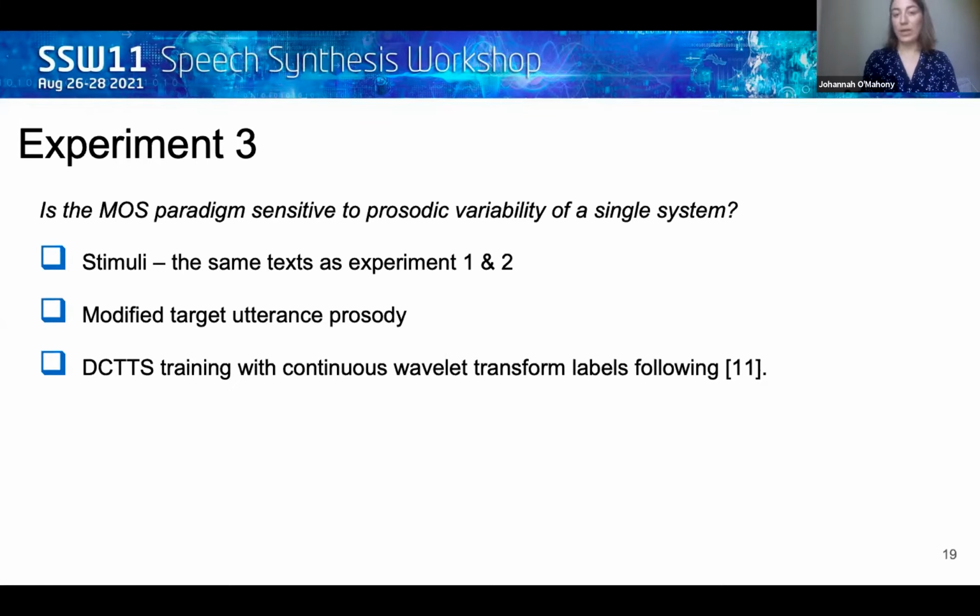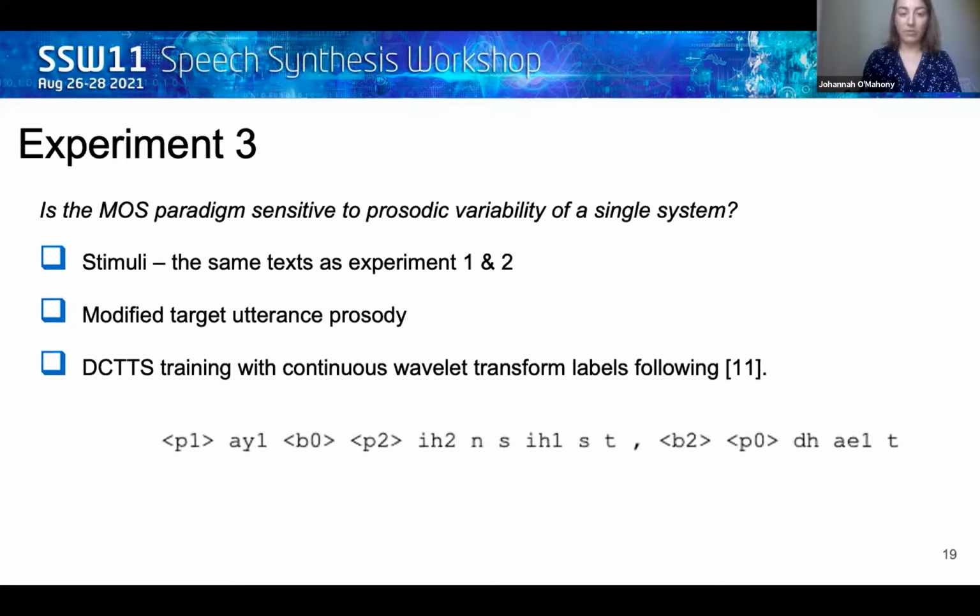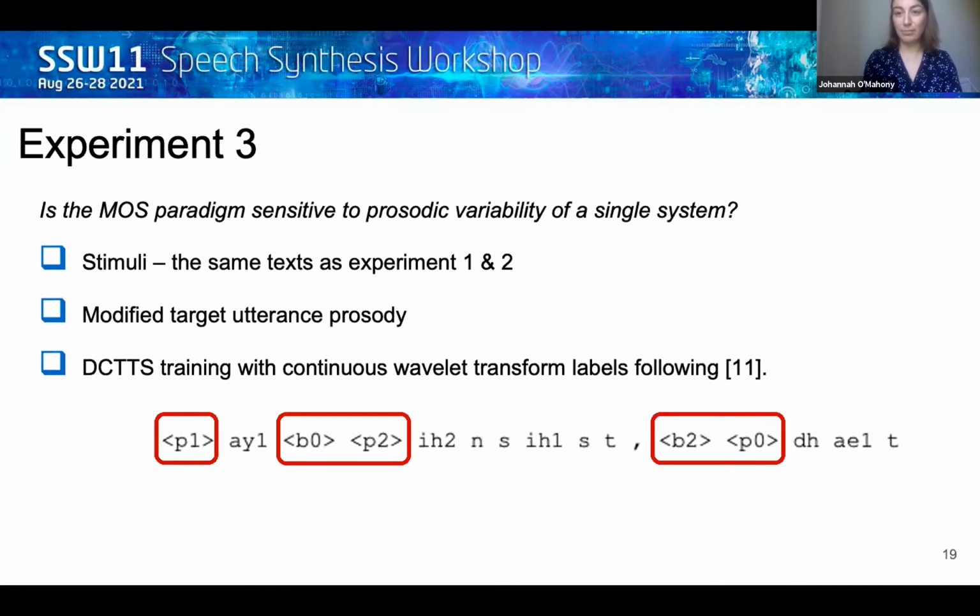They used continuous wavelet transform and used this to create prosodic labels which correspond to accents and boundaries. And what they did was they were able to mark up the input text to DCTTS with these accent and boundary labels. And what this means is during training, the model implicitly learns what these labels mean. And at synthesis time, we were able to adapt the labels for our stimuli in order to get different renditions.